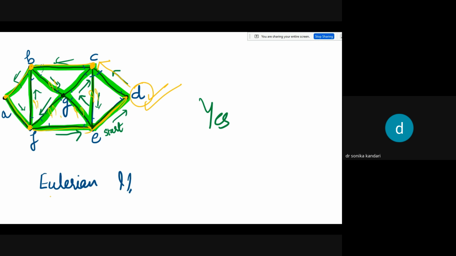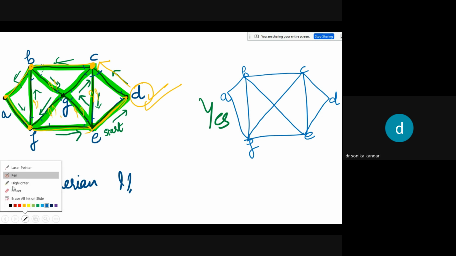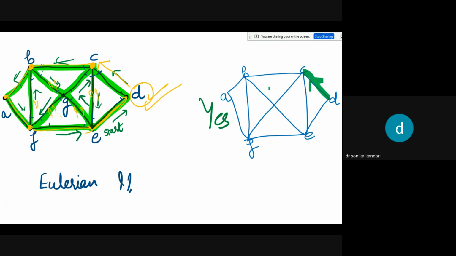So what I did, let me create this graph. Class, are you able to view my screen? Yes. Okay, this is a graph. Let me draw the graph. And what are the vertices? A, B, C, D, E, F. Now let me start traversing. Let me start from here. I started from here.